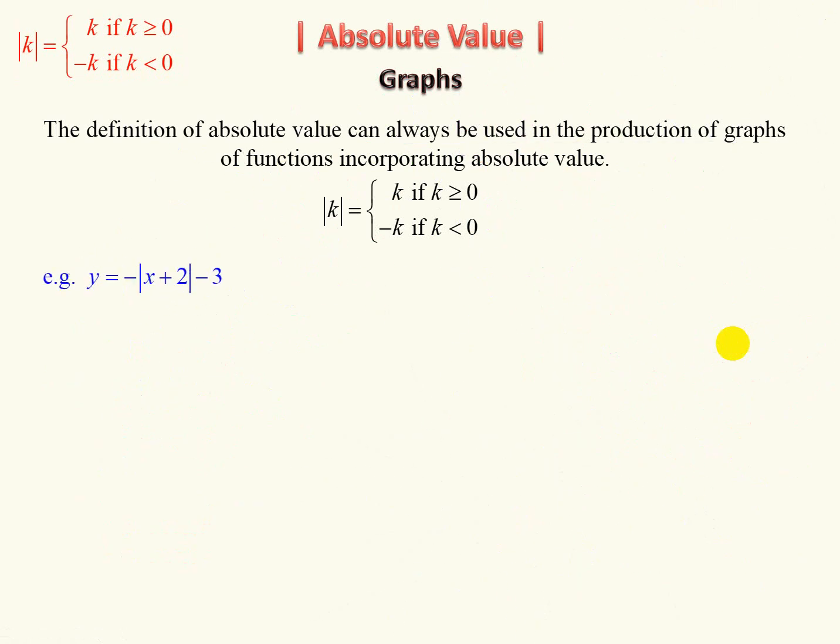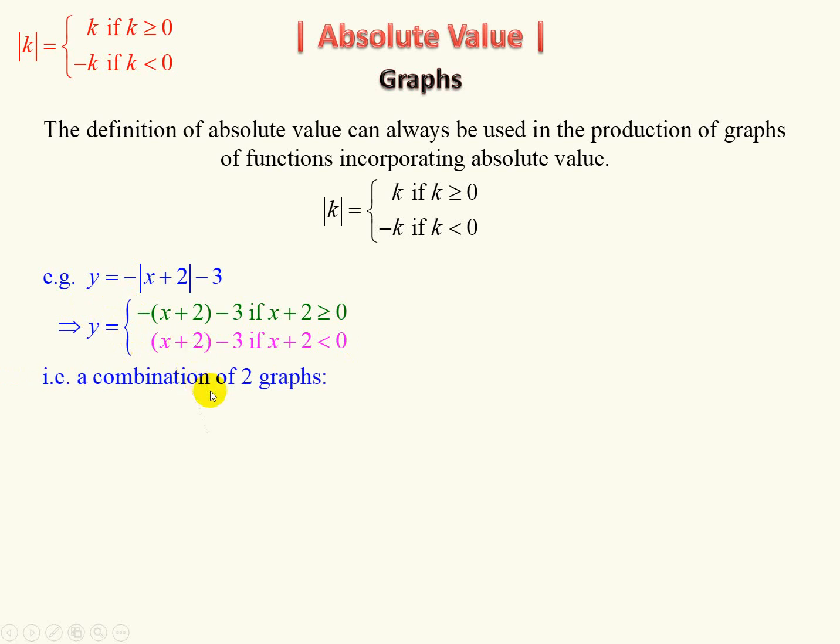Another example, y equals negative the absolute value of x plus 2, minus 3. Now in the definition, remember I said the absolute value of k equals k, status quo, remains the same. So therefore y equals negative absolute value of x plus 2 minus 3. When x plus 2 is greater than or equal to 0, when this is positive or 0 inside there, then we have status quo with brackets. When the contents of the absolute value are negative, then the absolute value changes the sign, so there we have the sign changed.